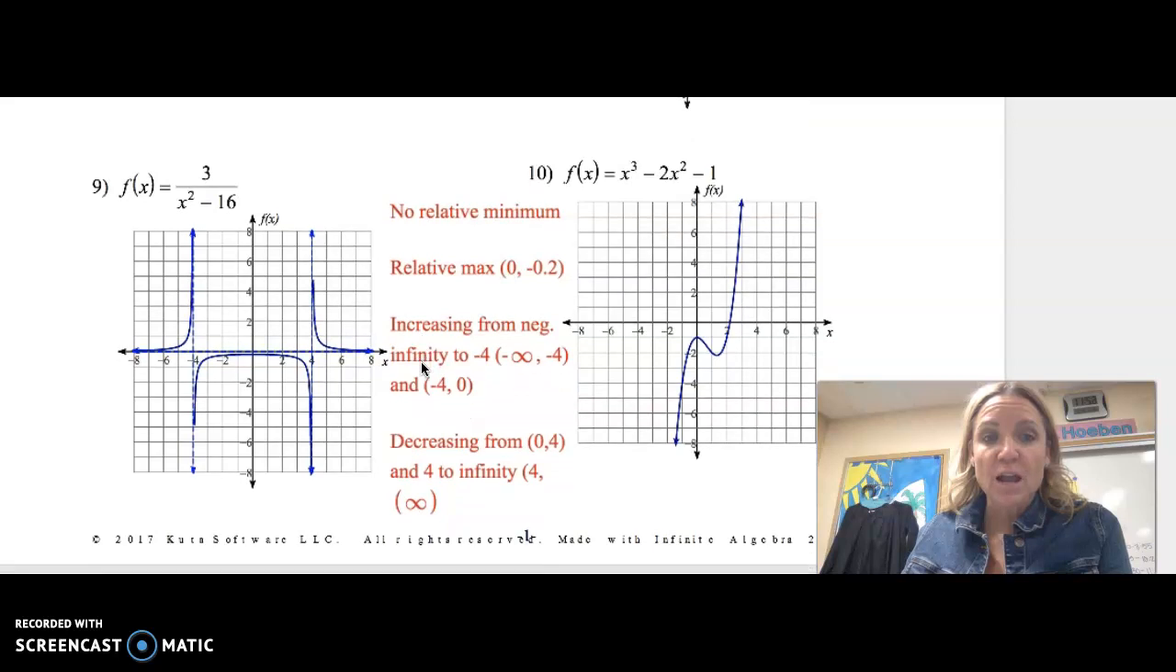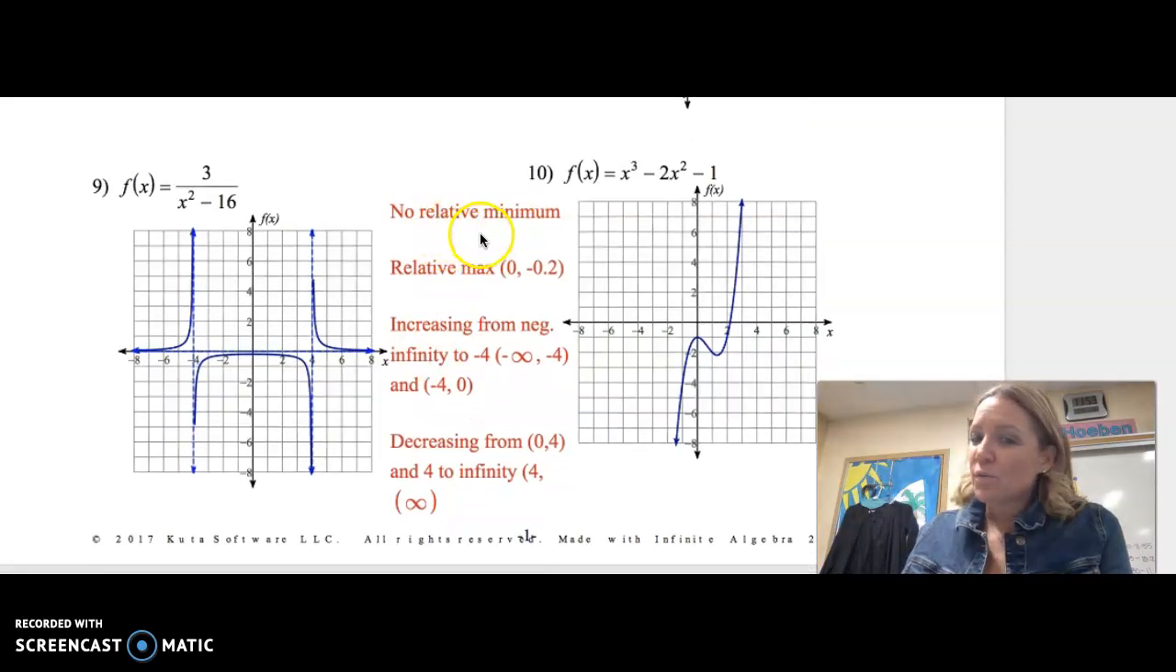So for number 9, there is no relative minimum just because of the way it's drawn out, but there is a maximum. It's about right here at 0 and then negative 0.2, but if you just say 0, 0, that's fine because it's hard to tell from that graph exactly where it's at.